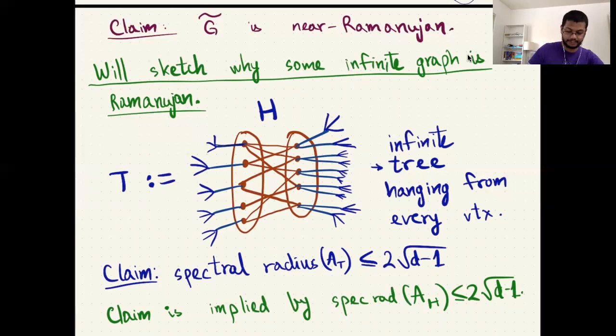And the claim that G tilde is near Ramanujan is implied by the fact that the spectral radius of A_T is bounded by 2 square root d minus 1. And the two main technical components in our proof are, first, bounding the spectral radius of A_T by 2 square root d minus 1, and also showing that the claim that G tilde is near Ramanujan is implied by the spectral radius bound on A_T. And with that, I'm going to end the talk.